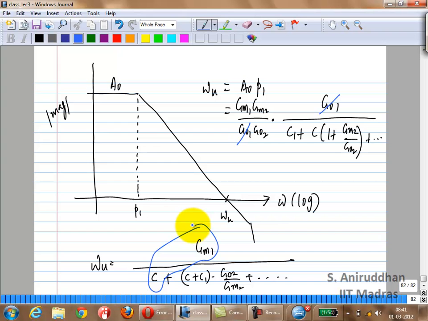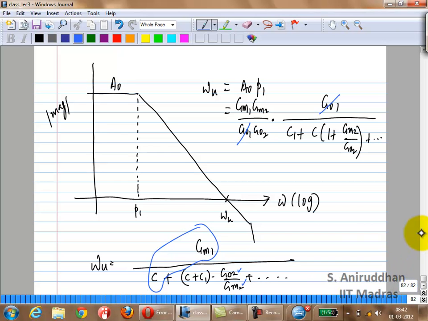This is what we wanted. What did we want? We wanted the unity gain frequency to be gm1 over C. We added the capacitance C. We wanted a single pole system with unity gain frequency of gm1 over C. And to a large extent, Go2 over gm2 is going to be very small, so it is a pretty valid approximation. It is going to be very close to what you wanted. Is that right? Okay, so that part is good.